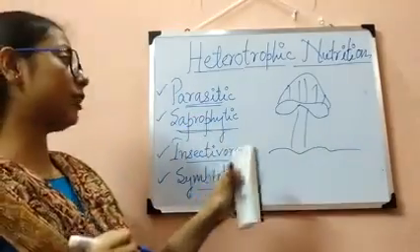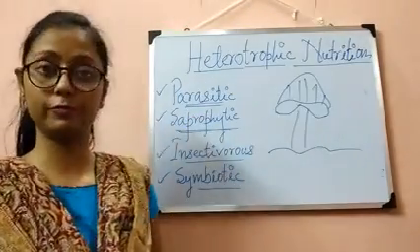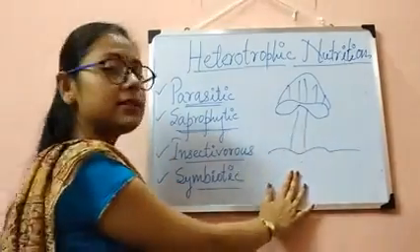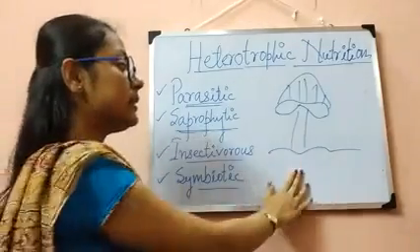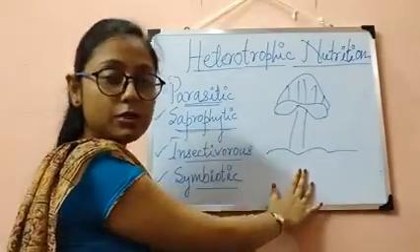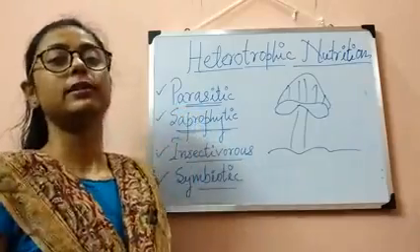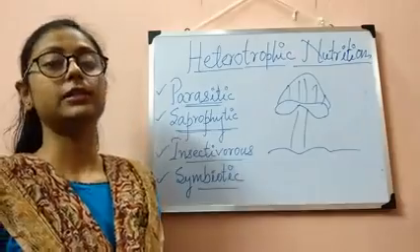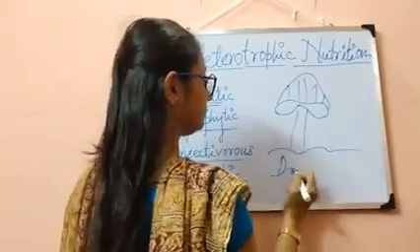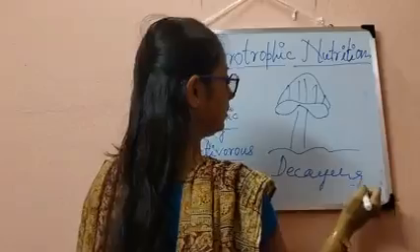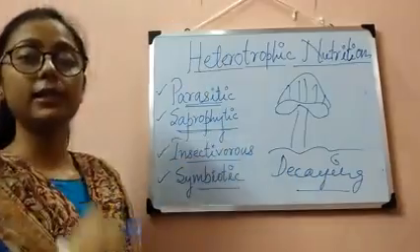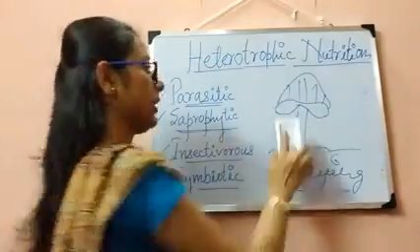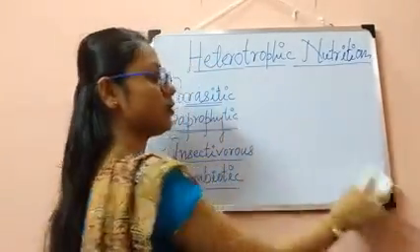This is a very good, very common example of a mushroom. We are very familiar with it, right? This is the mushroom called agaricus, and it is completely heterotrophic. Why? Because it cannot produce its own food, and it depends on dead and decaying organic matter in the environment. Decaying means rotten. Dead and rotten organic matter is responsible for its nutrition. So this is another type of heterotrophic mode of nutrition.